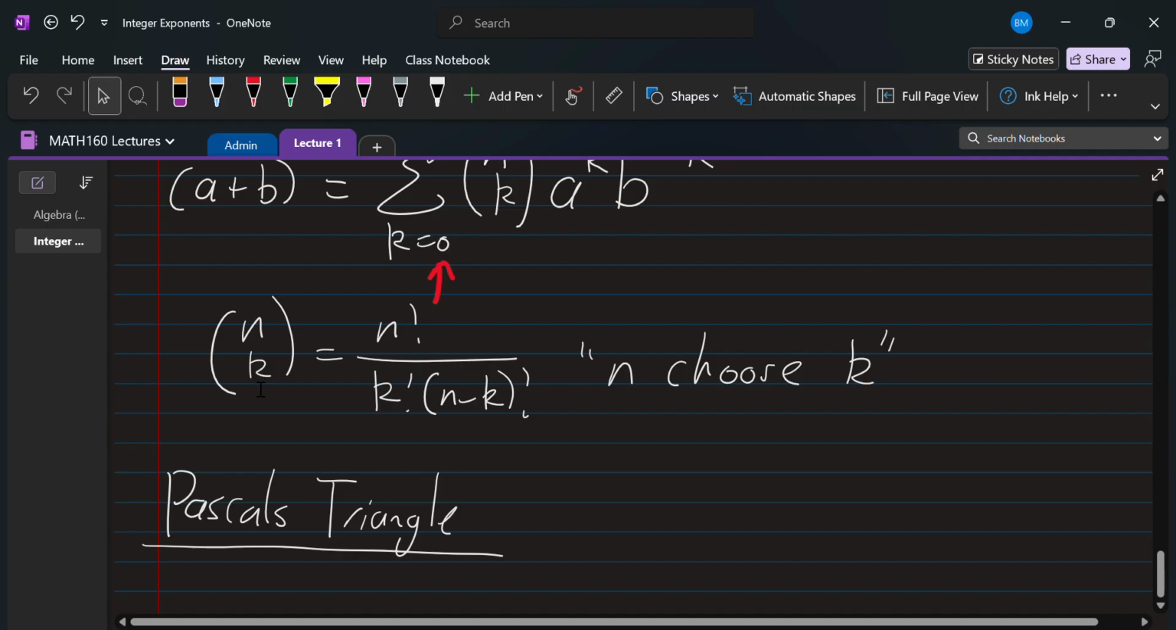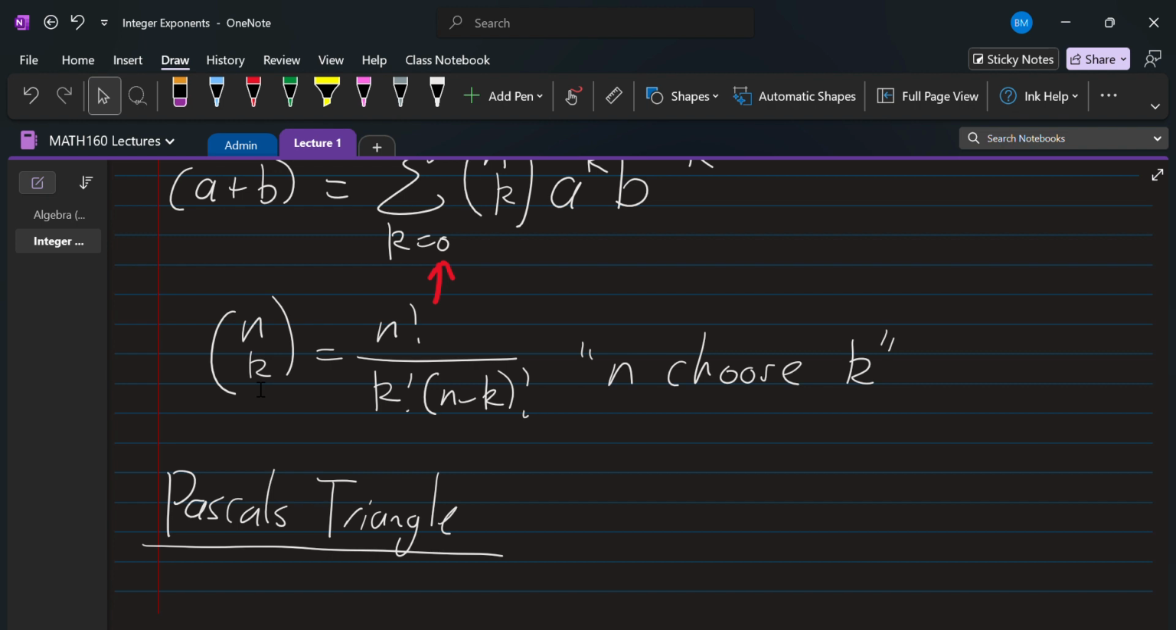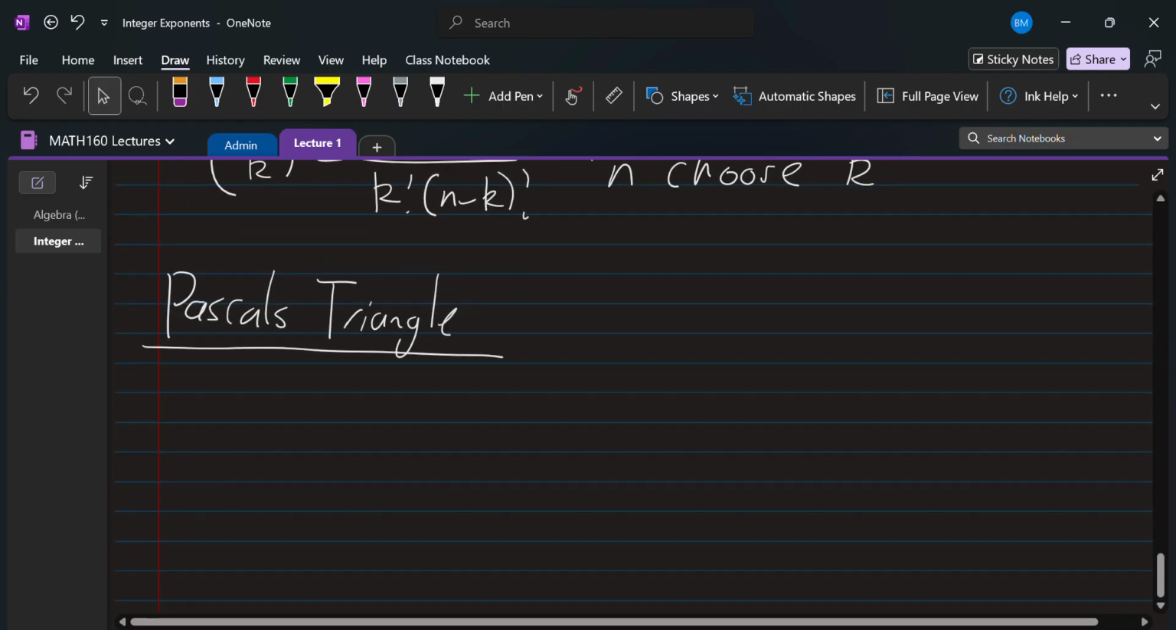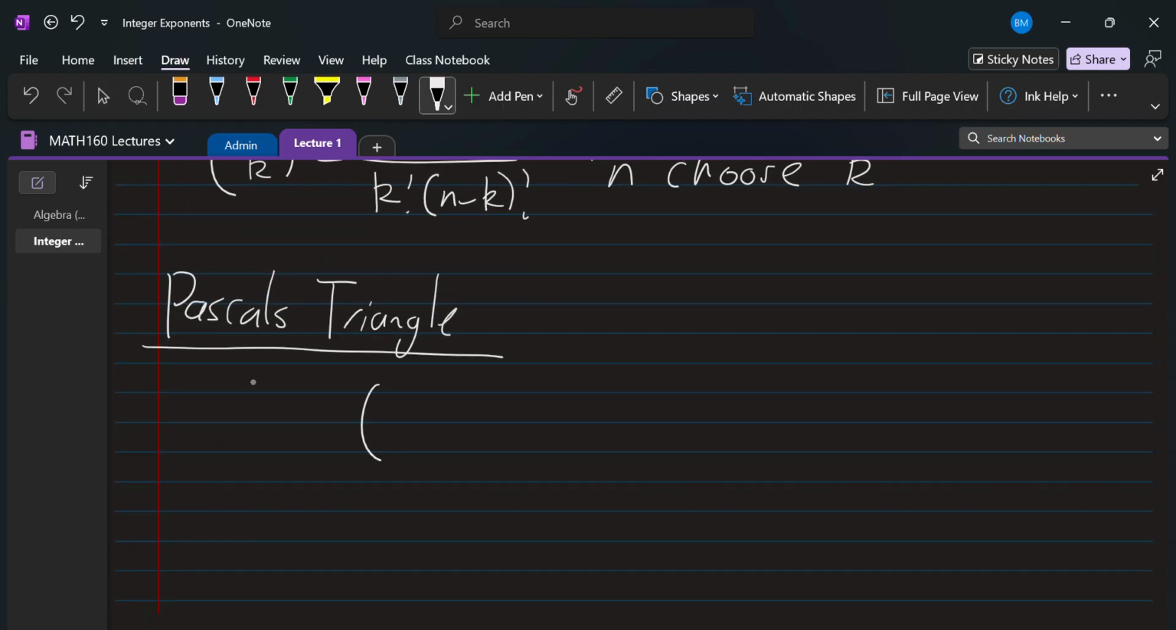Okay, Pascal's triangle. If there's anything that I encourage you to remember from this lecture, it is Pascal's triangle. It is a triangle, hence the name, and it allows us to calculate these n choose k terms very easily. So instead of sitting on your calculator going 3 choose 1, 3 choose 2, you just write out the triangle, and in a couple of seconds you've got your answer.